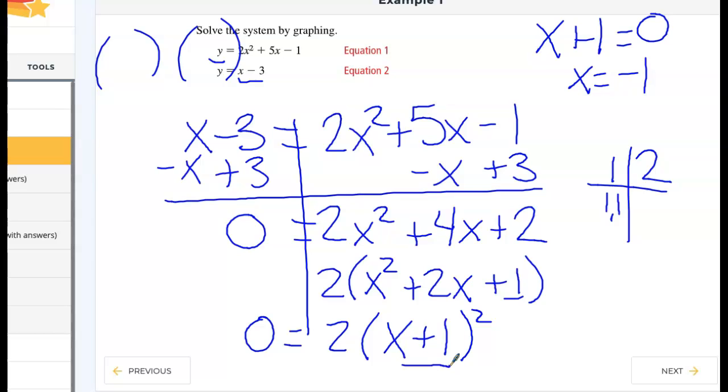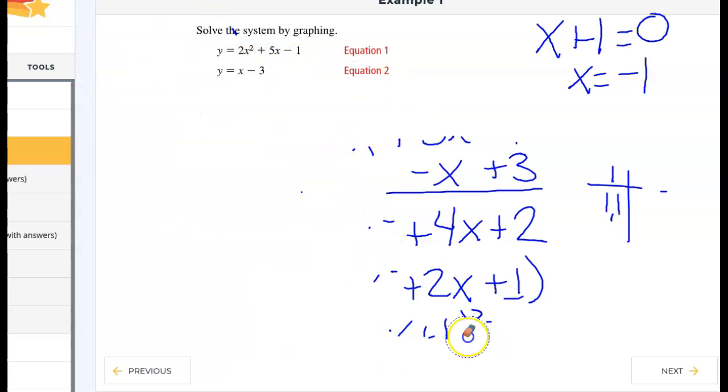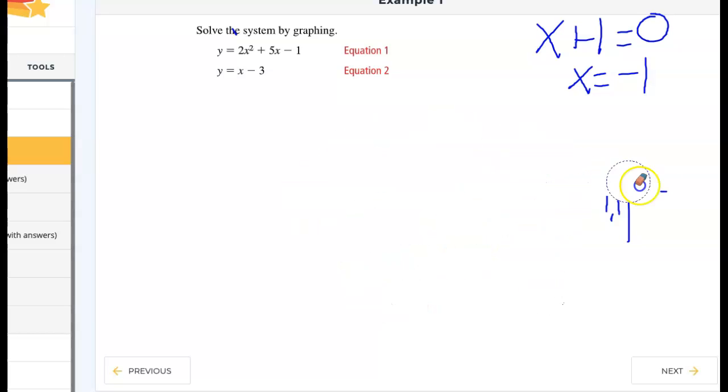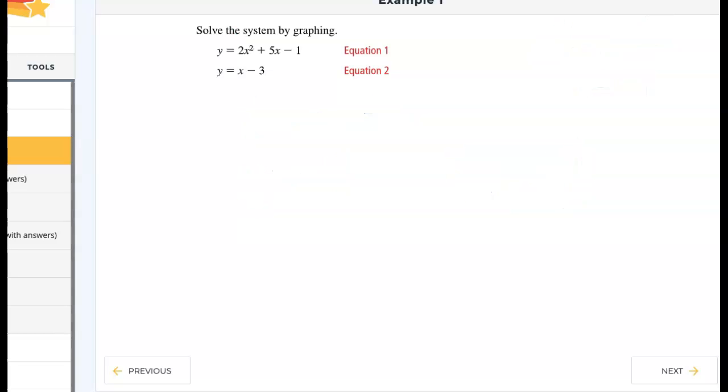Now that I know what x is, what do you think I'm going to do to figure out what y is? Plug x in. Where? For the bottom equation. Does it matter which equation? No, but whichever one's easier. Perfect. So I'm going to plug in: y equals negative 1 minus 3. So my final answer would be negative 1, negative 4. If I had 2 solutions, I'd plug in x twice and solve twice. Make sense?